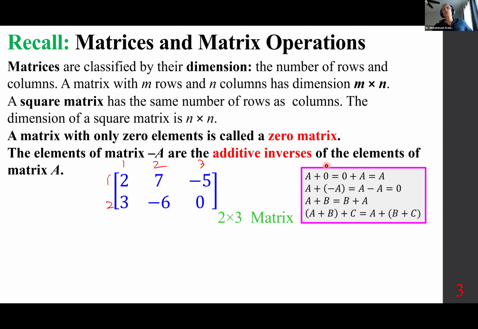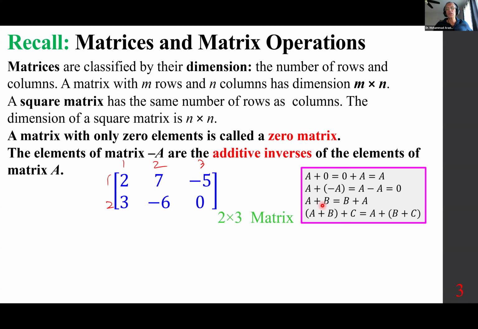Operations, when it comes to addition and subtraction, are similar to numbers. A plus 0 and 0 plus A is A. 0 is a zero matrix. For example, for this size, 2 by 3, every entry must be 0. That's what we mean by 0 here. A plus minus A equals A minus A equals 0. So the opposite of that, every entry has an opposite. 2 would be negative 2, 7 would be negative 7, minus 5 would be positive 5, and so forth.